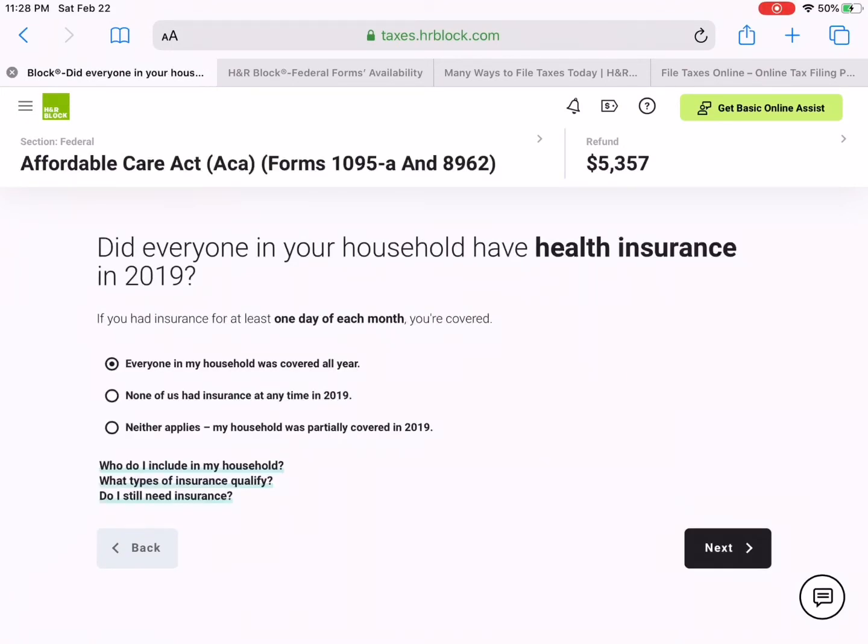Here's another thing that I thought was interesting, is the Affordable Care Act portion. Specifically, they're asking for the 1095A and 8962. Essentially what that means is if you received a 1095A, it's because you enrolled in marketplace insurance. You have, not through your employer, not through being self-employed, but you got it through the healthcare marketplace. And if that's the case, there is a chance that you're going to have to repay some of that advanced premium tax credit that you received through the marketplace.